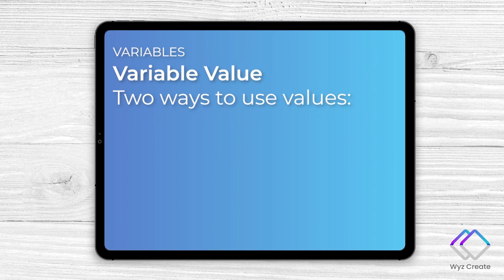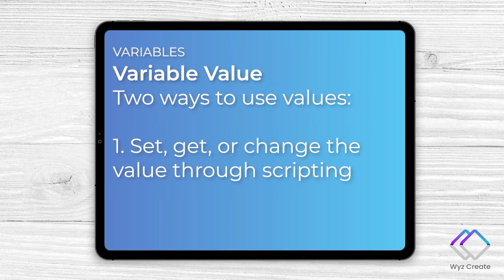There are two ways to use the value of a variable in programming. First, you can set, get, or change the value through scripting. Remember the set properties and get properties sections of the script library?